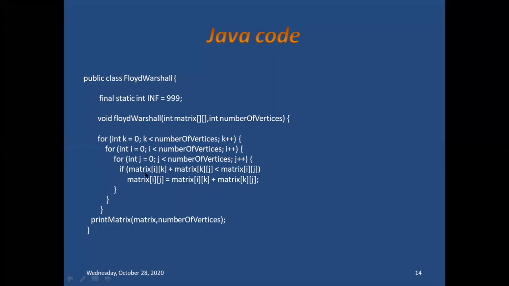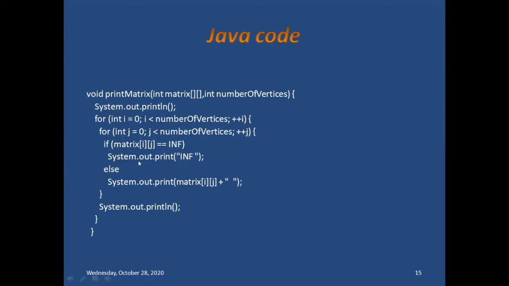If matrix[i][k] plus matrix[k][j] is smaller than matrix[i][j], then set matrix[i][k] plus matrix[k][j] in matrix[i][j]. And we call print matrix, and here we print the matrix by a nested for loop. If each cell of the matrix is infinity, then we print infinity. Otherwise, we print the matrix value.